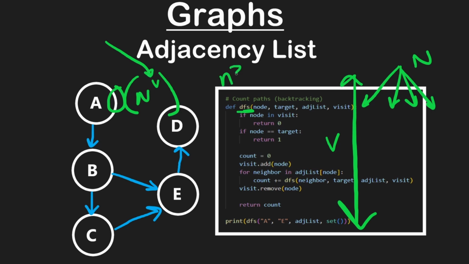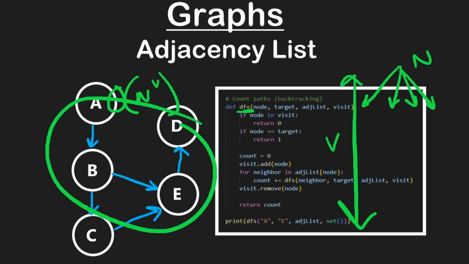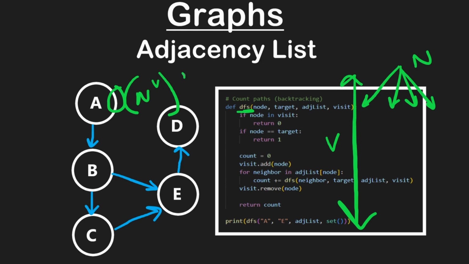If we had n squared, that's not the end of the world because the power is a constant value. Even n cubed wouldn't be that bad. But here, as the size of our graph grows, which is V, this time complexity is going to grow extremely quickly. So this is very, very inefficient. BFS is much more efficient, as we will see.